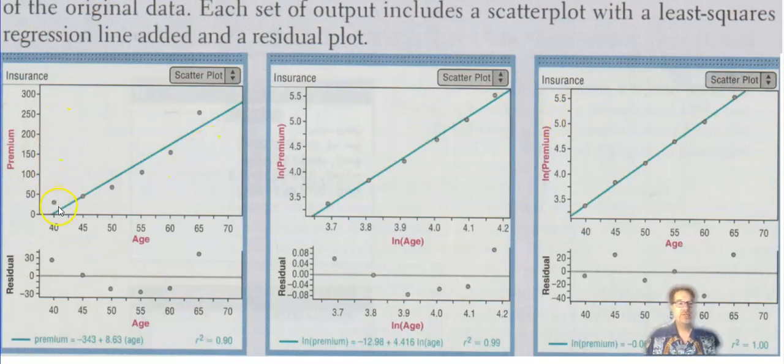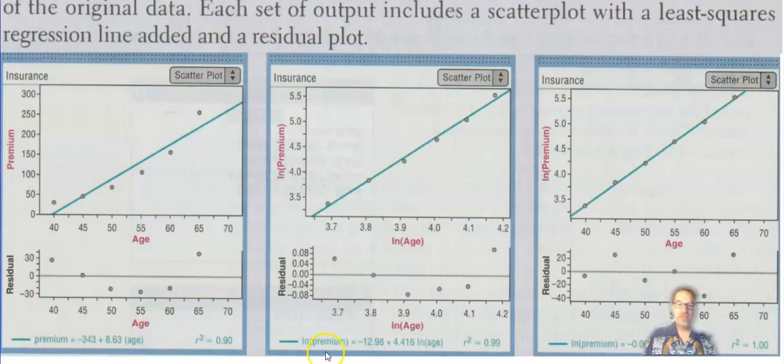So notice my original data. When I'm looking at this, I'm like, all right, that's not bad. The data is fairly close to the line. But then when we look at the residual plot, you can definitely see a pattern right here. And that's my original data, just the premium and age.